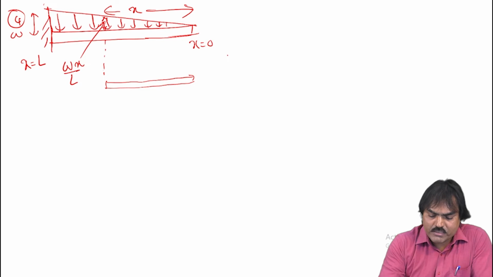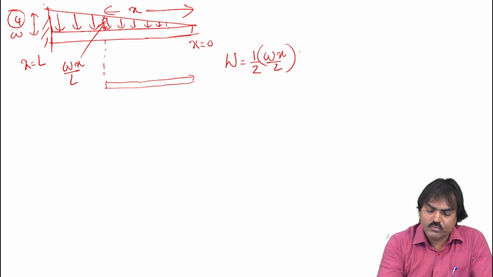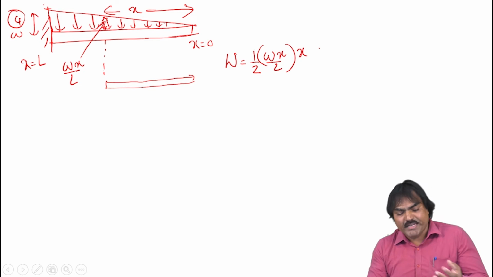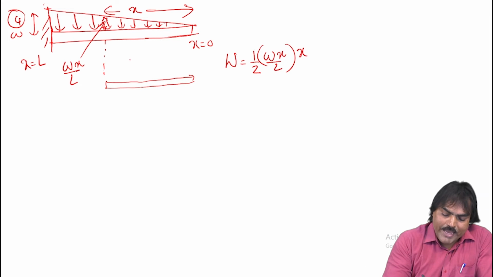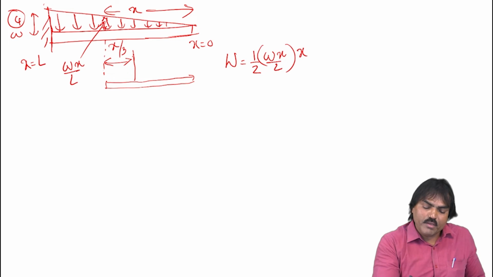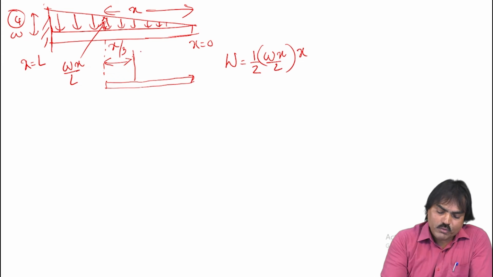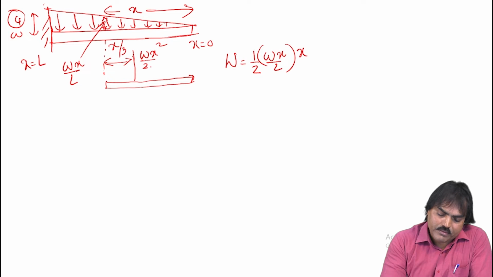For a triangle, what is the load? Half into height into base. Height is Wx by L into the base, which is x. So where will it act? The load always acts at the center of the section. For a triangle, the center of gravity lies at a distance equal to x by 3 from the base, or 2x by 3 from the apex. So this load is Wx square by 2L.